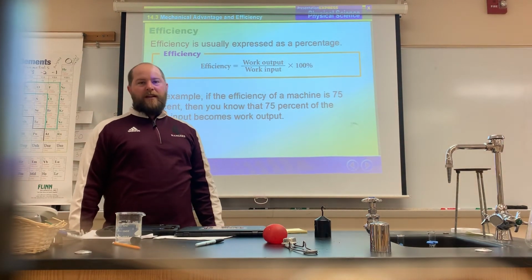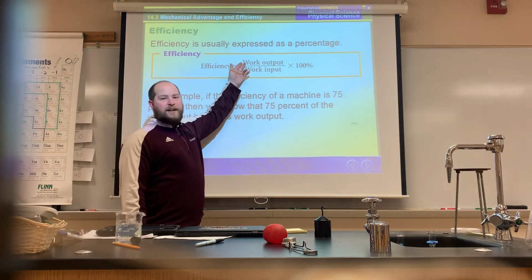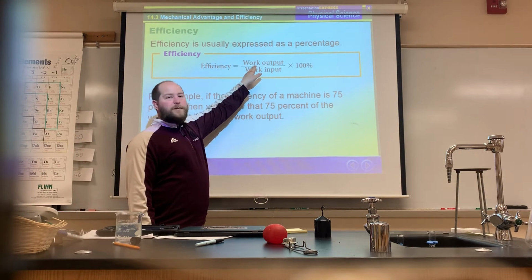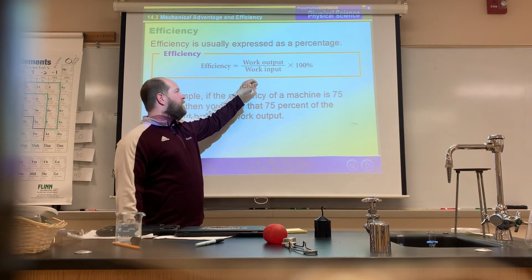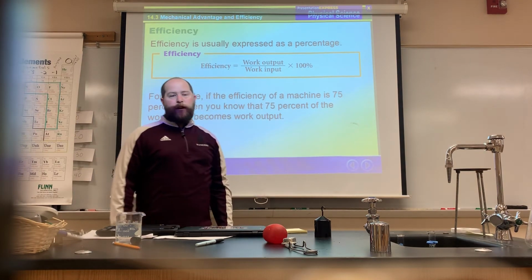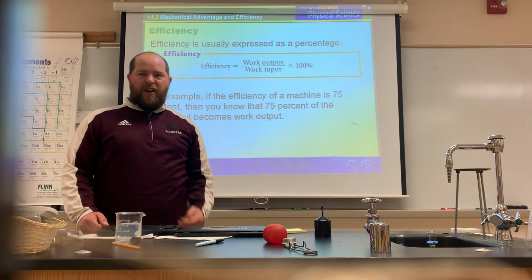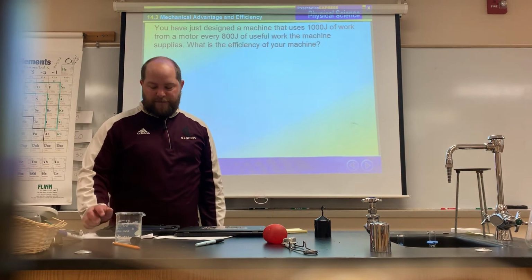Pretty simple. You just take the work that you're getting out of the machine, which is always going to be less, and you divide it by the work that you're putting into the machine, and then you multiply it times 100%. And then that'll tell you how efficient the machine is.